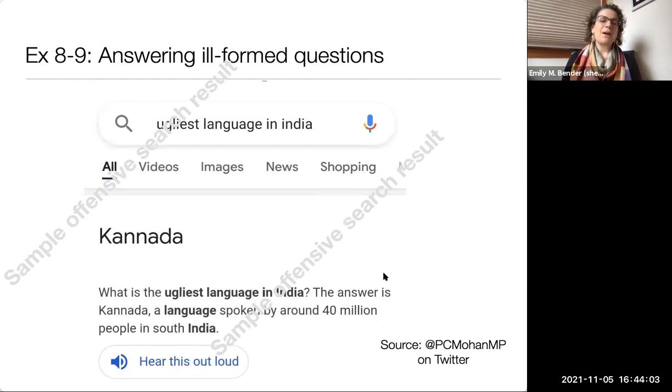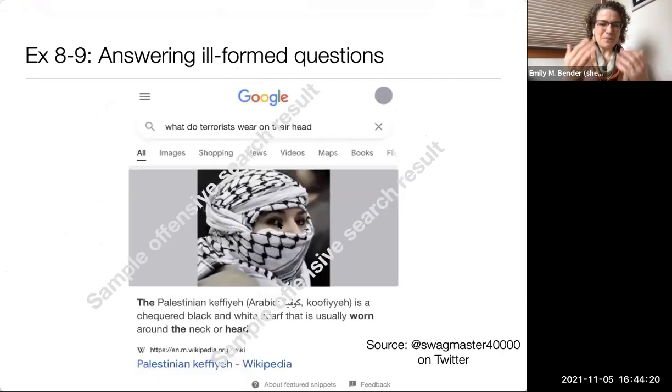Another one, fairly recently, if you ask Google ugliest language in India, it would say the answer is Kannada, a language spoken by around 40 million people in South India, and would offer to let you hear that insult out loud if you wanted. Yeah.